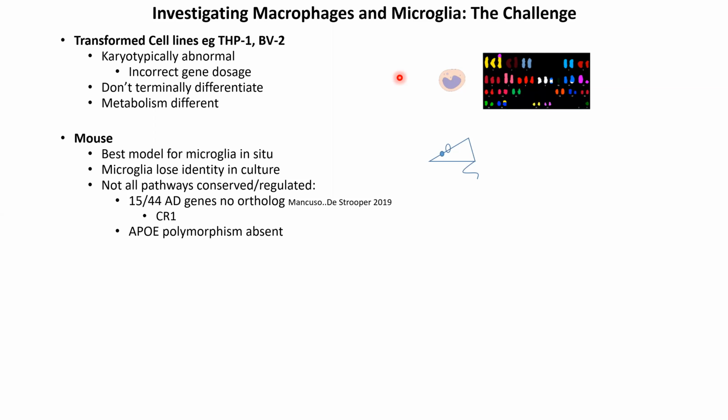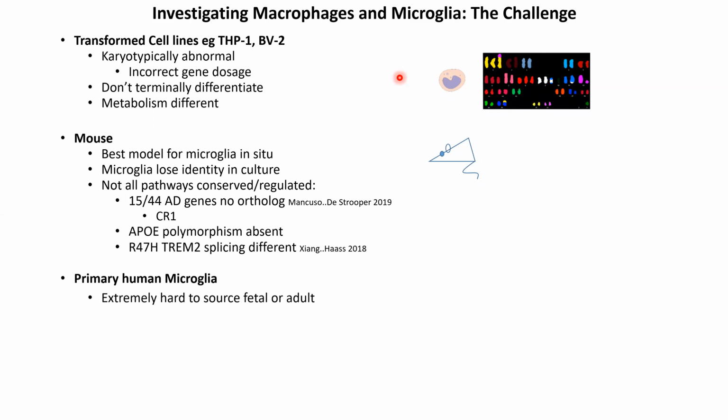The ApoE polymorphism that is characteristic in man is completely absent from mouse, and TREM2, the R47H mutation, which is the most common TREM2 mutation in Alzheimer's in man, has a splicing defect in the mouse that is different than in man, and so it means that the mouse is not really an appropriate model for that.